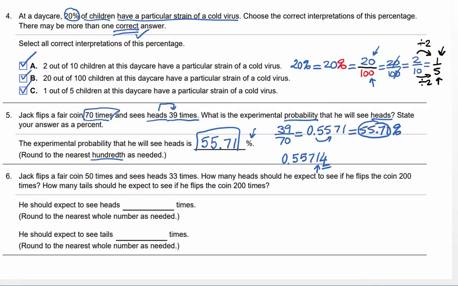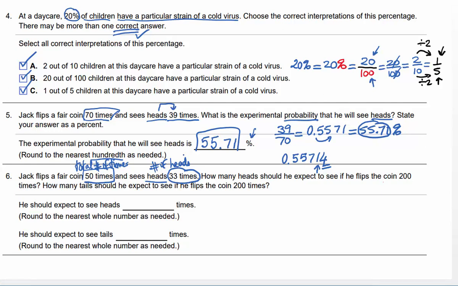So now let's go ahead and take care of number 6 right here. In this particular problem, Jack flips a fair coin 50 times and sees heads 33 times. So it's important to notice that this is my blue information. We have the number of times is 50. Out of those 50 times, how many times does he see the coin landing heads up? That's 33 times. So for the total number of times, I will put that in a square box. And then for the number of times the coin lands heads up, I'll put that in a little circle, oval shape.